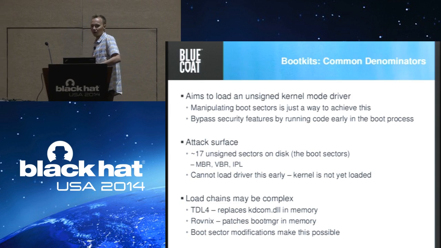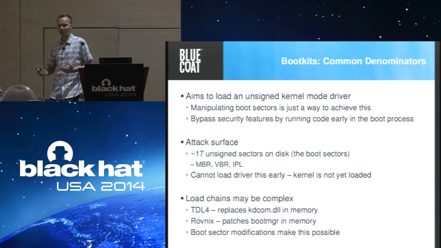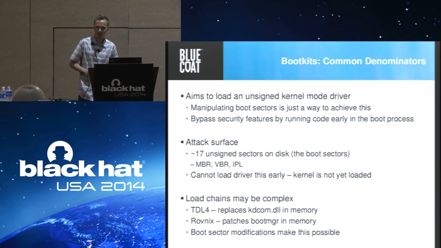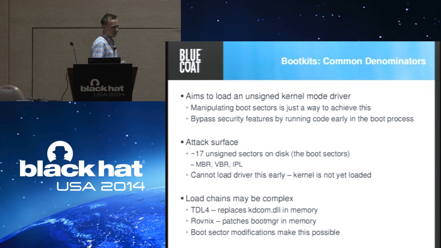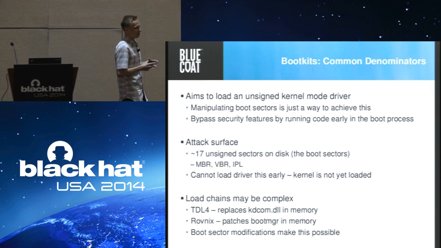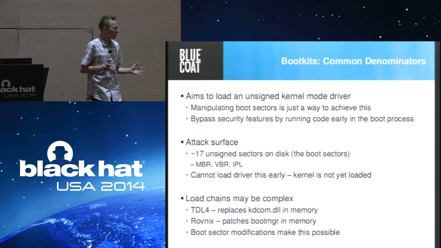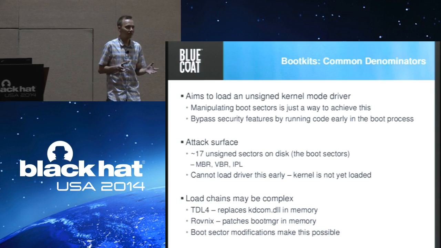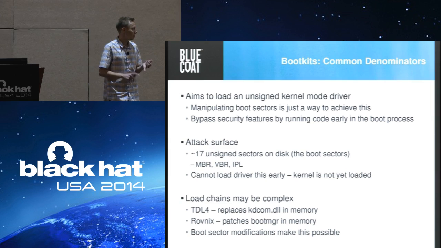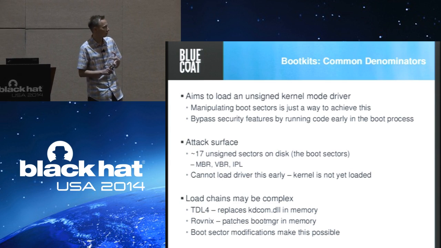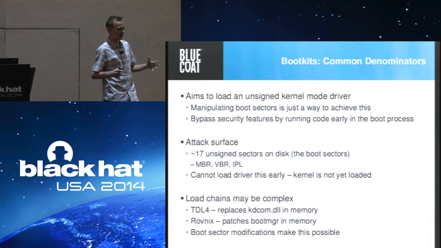And also it gives them an opportunity to run before any of the new fancy features kick in, which means that they can disable them or otherwise bypass them. So most rootkits will actually modify the master boot record, but the attack surface is slightly bigger. There are roughly 17 unsigned sectors on disk that can be manipulated. It consists of the master boot record, the volume boot record, and the initial program loader, sometimes referred to as just bootstrap code. It's roughly 15 sectors which just contain code.